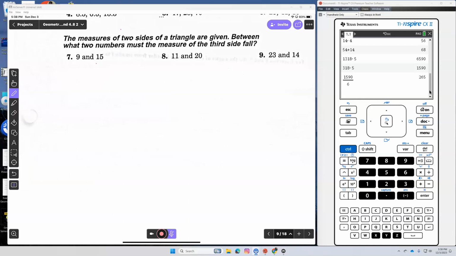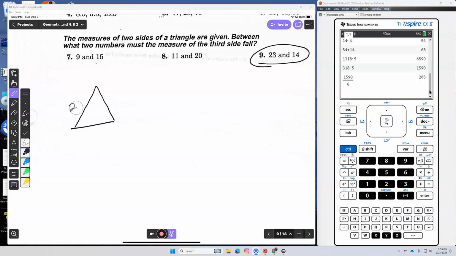Once again, we have the measures of two sides of a triangle given. So I'm going to draw a triangle, and this is for number 9. I'm focusing my attention on number 9. So number 9 is right here. I have a triangle with sides 23, 14, and x.